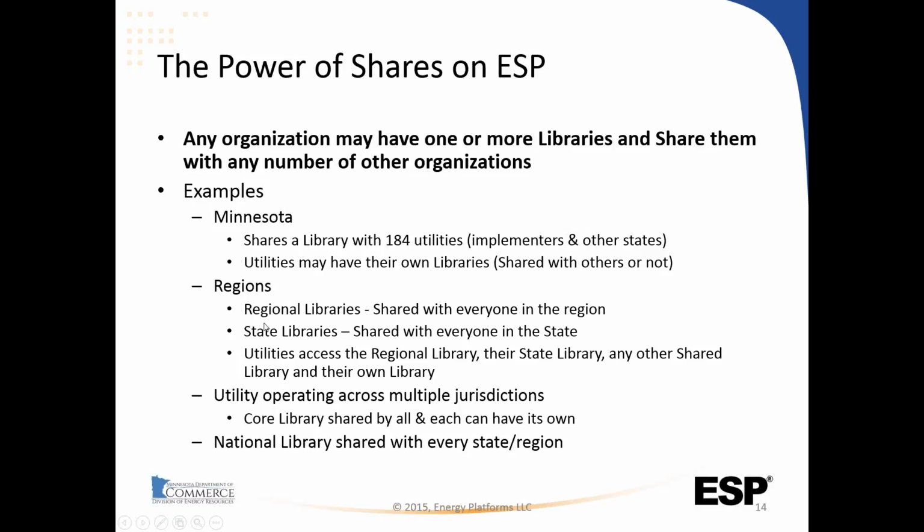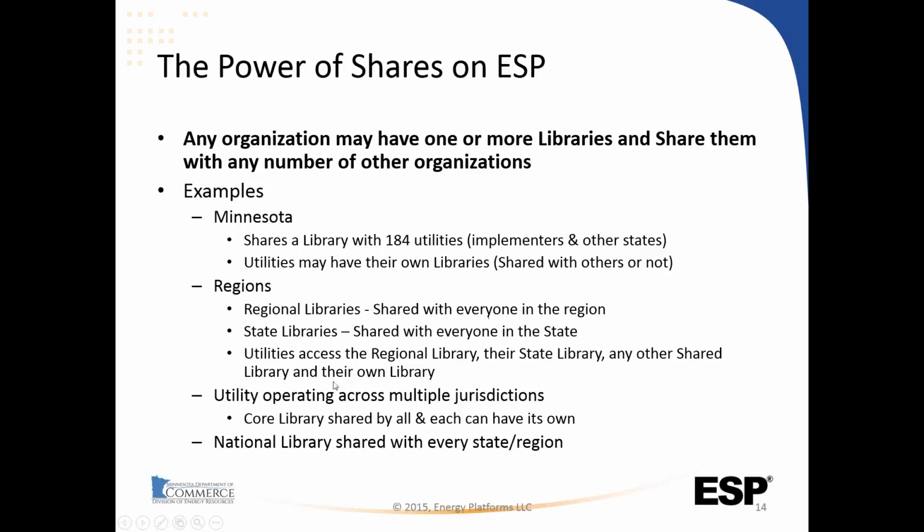Regions could use this type of functionality where you might have a regional library. Let's say it's MIA, for example, and MIA builds a set of standard smart measures for everybody to use in the Midwest. Each state could then have their own repository of measures to maybe supplement some of the ones being used in the region. And then utilities operating in the region might be able to access measures out of the regional library, the state library, their own library, and any other shared library.